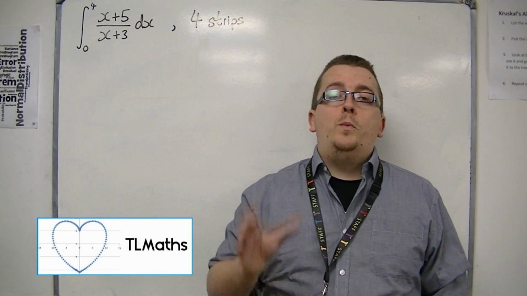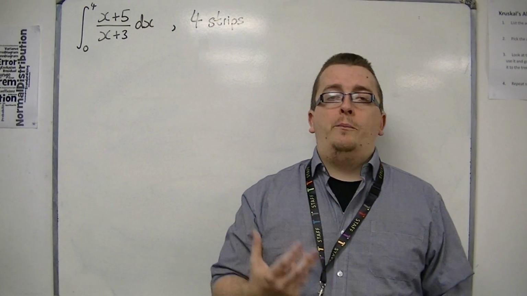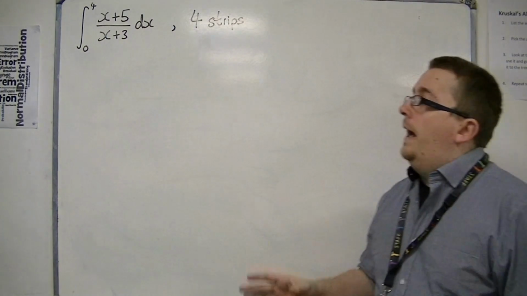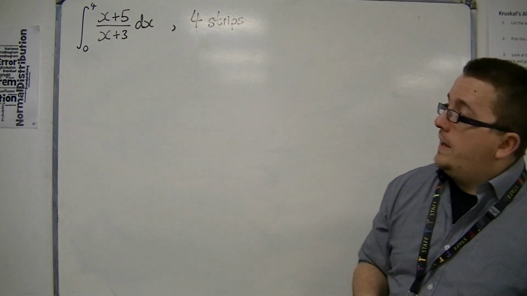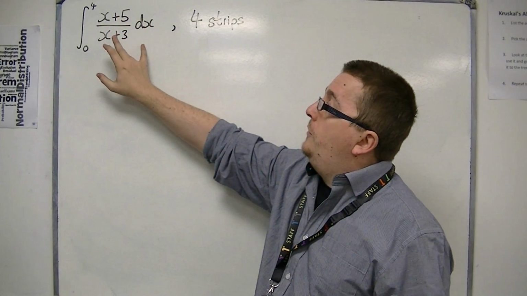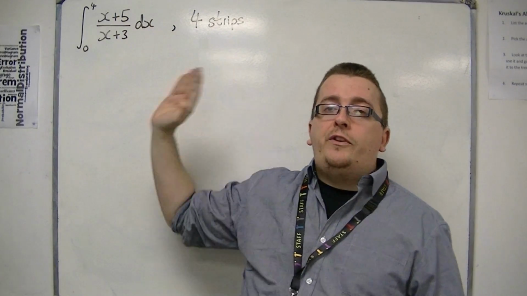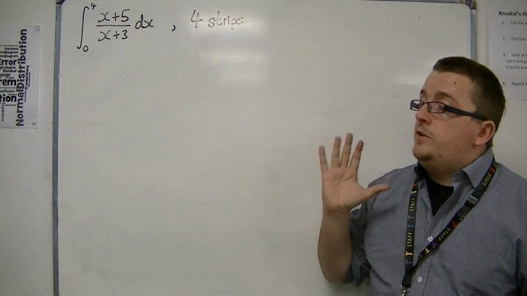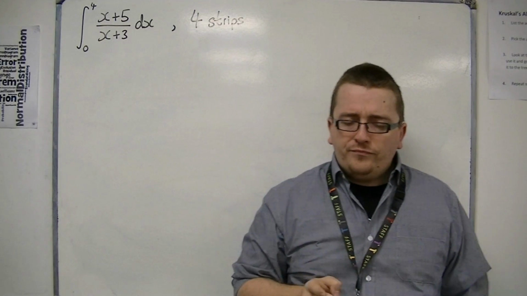In the previous video we looked at how the trapezium rule comes about. In this video I'm going to show you how it works. And we're going to start off by looking at the integral of (x + 5)/(x + 3) evaluated between 0 and 4. And we're going to be dividing this up into 4 strips.